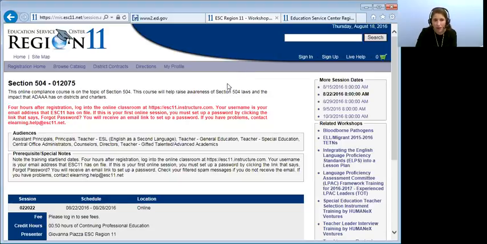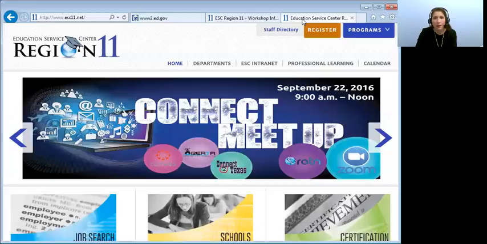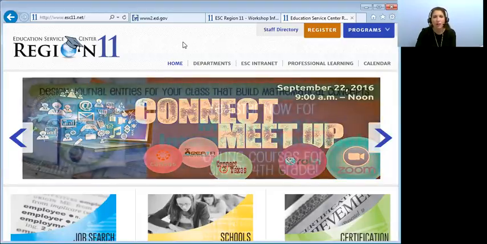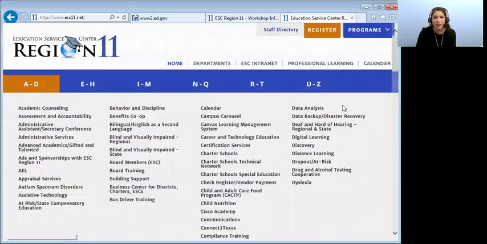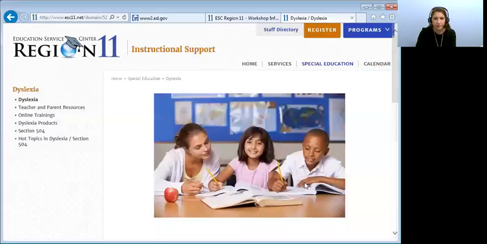The next thing I wanted to talk about is, if you go out to our main page, it's our ESE 11 homepage, ese11.net. I wanted to direct your attention to the Section 504 and dyslexia page. You'll just go to our main webpage, click on the right box, the blue box that says Programs, and then from there select Dyslexia.